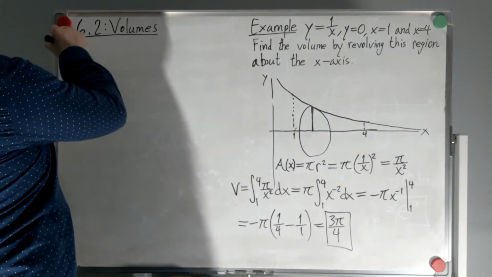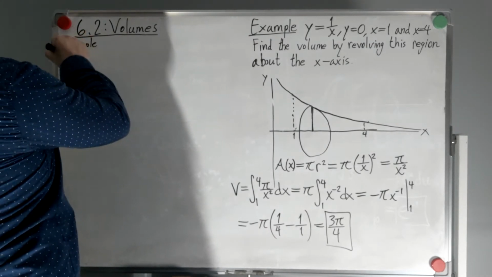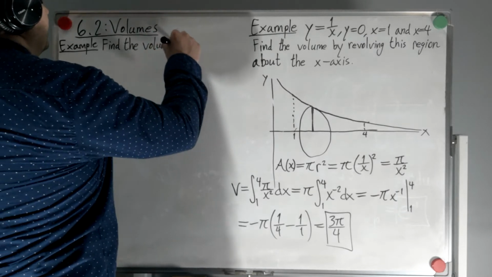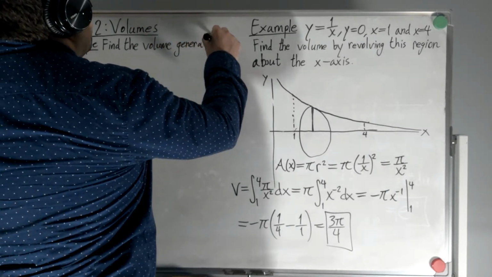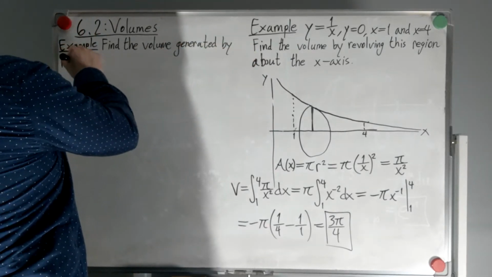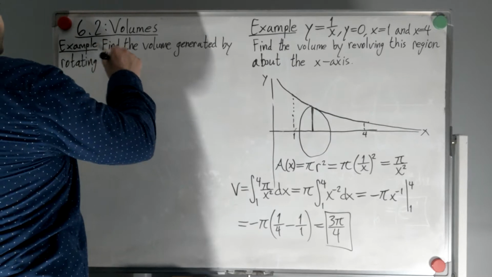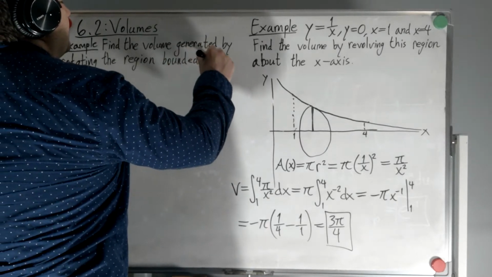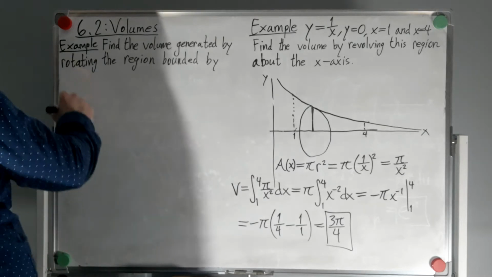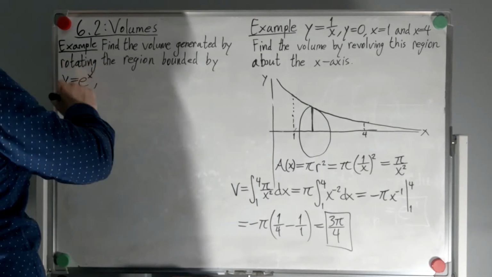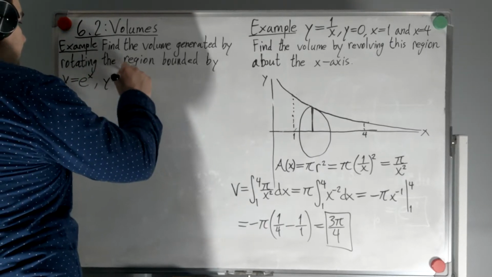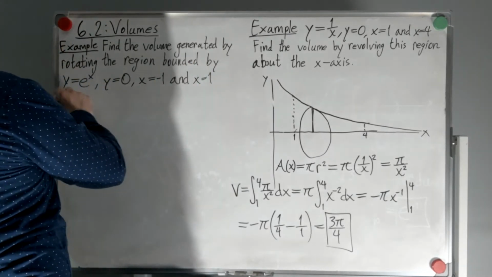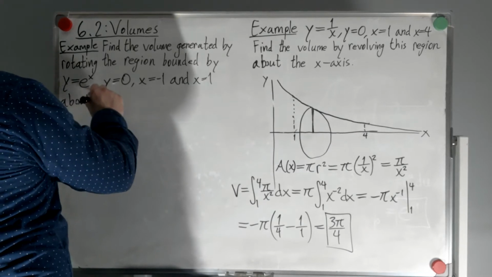Okay, so find the volume generated by rotating the region bounded by the curves y equals e to the x, y equals 0, x equals negative 1, and x equals 1 about the x-axis.